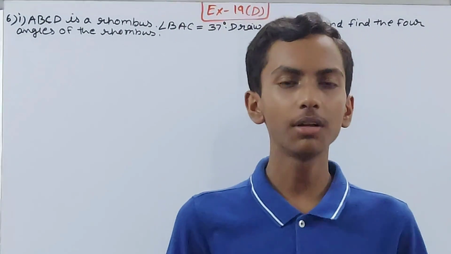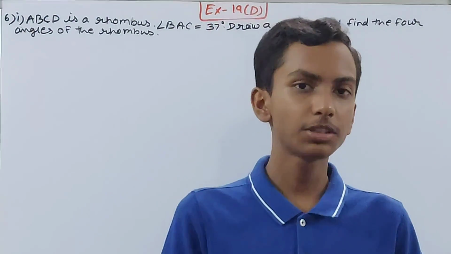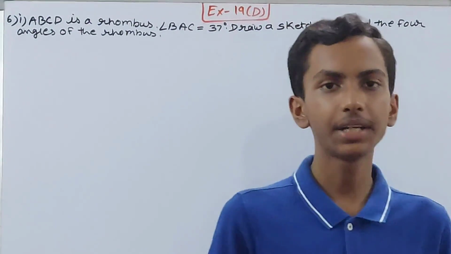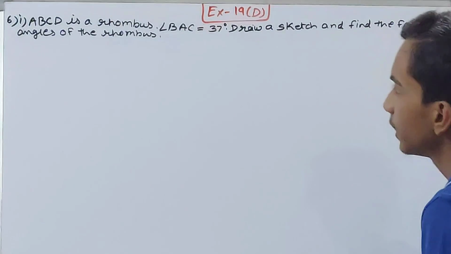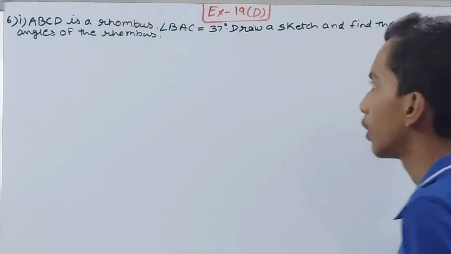In this video we are going to solve ICSE Mathematics Class 8 Chapter 19 Special Type of Quadrilaterals Exercise 19D Question 6. This is the first part. ABCD is a rhombus. Angle BAC is equal to 37 degrees. Draw a sketch and find the four angles of the rhombus.